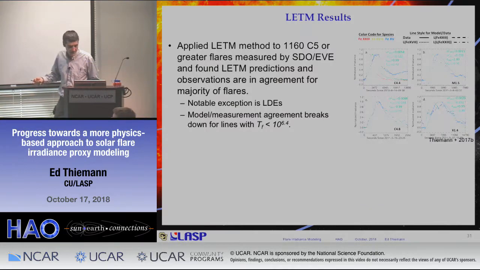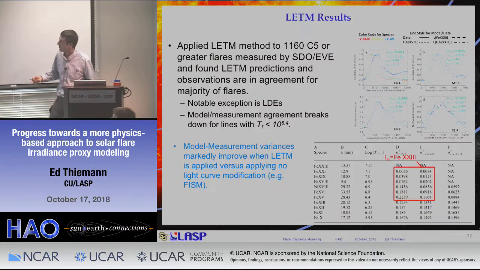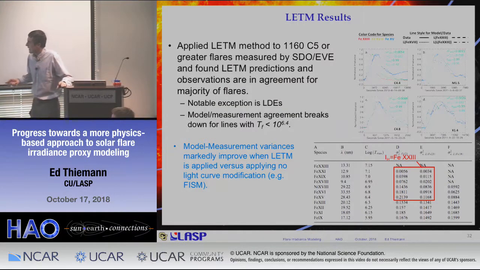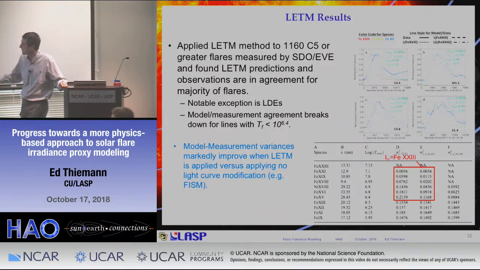But we wanted to try and convey how well it works by doing a statistical study of the entire data set. And so what we used as our figure of merit was the model measurement variance. So that would be the difference between the model predictions and the EVE measurements. And we compared the variances when the LEDM technique was applied to the variances that we got if we didn't apply anything. And so this would be more like a FISM-like model. And so here's the status quo variances, a FISM-like model. And then here's the LEDM-like variances. And you can see that they're smaller by a factor of 2 or 3.